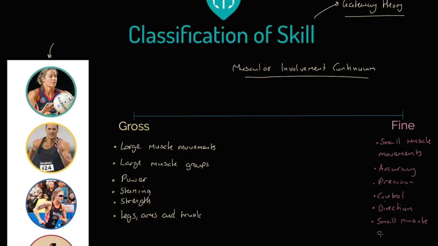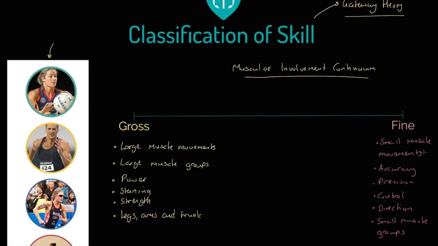Now, we could get into the proprioceptive nature of small muscle groups as opposed to large muscle groups, and the availability of muscle spindles and Golgi tendon organs that provide that proprioceptive feedback loop. But for now, let's just realize that if the movement involves small, intricate muscular contractions for accuracy, precision, control, and direction, we are talking about a fine skill.